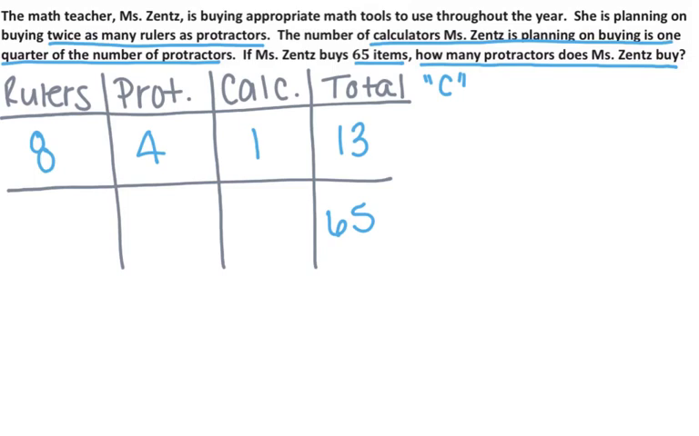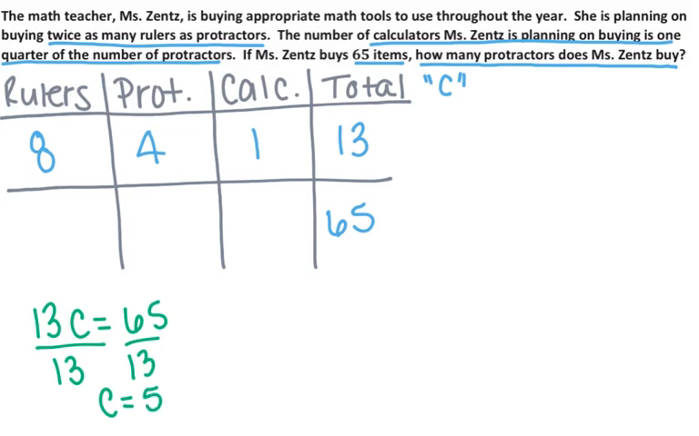We can write our equation now. So 13c is equal to 65. Divide both sides by 13. So c is equal to 5. So she bought 5 calculators.